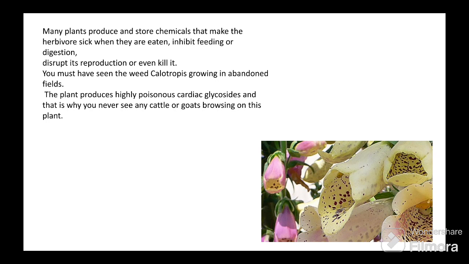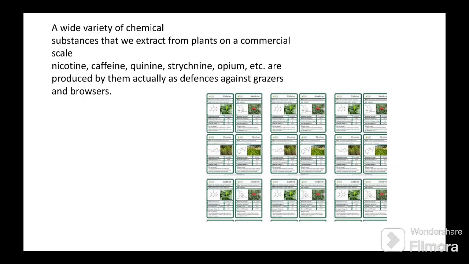The best example for this is the calotropis growing in abandoned fields. The plant produces highly poisonous cardiac glycosides. That is why we never see any cow or buffalo or cattle grazing around this plant. A wide variety of chemical substances that we extract from plants for commercial purposes, like nicotine, caffeine, opium, etc., are also produced by them actually as a defense against grazing animals.